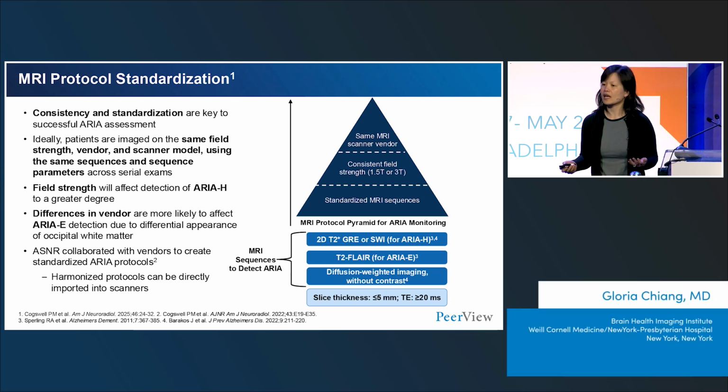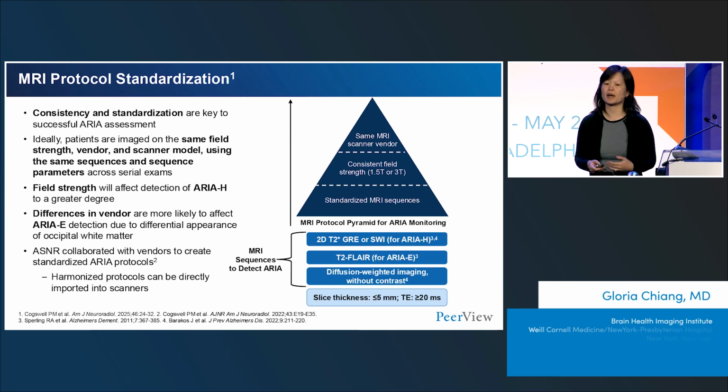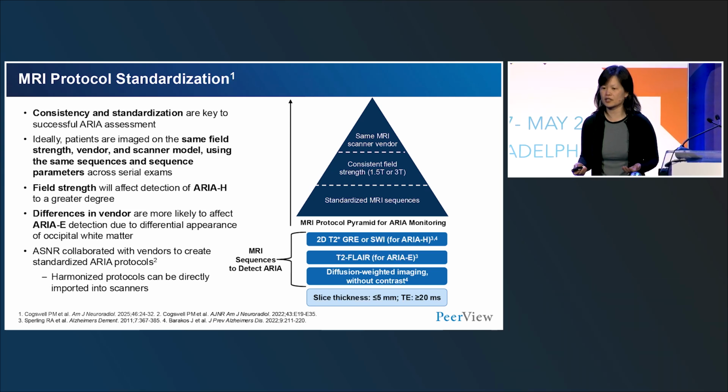So this is a very dense slide, but the key thing for all your practices is to remember consistency and standardization. And so you can see this pyramid for the MRI protocols. In the ideal world, we would scan our patients on the same field strength, the same vendor, the same scanner model, et cetera. But that's just not realistic in our very large academic and private practice systems.